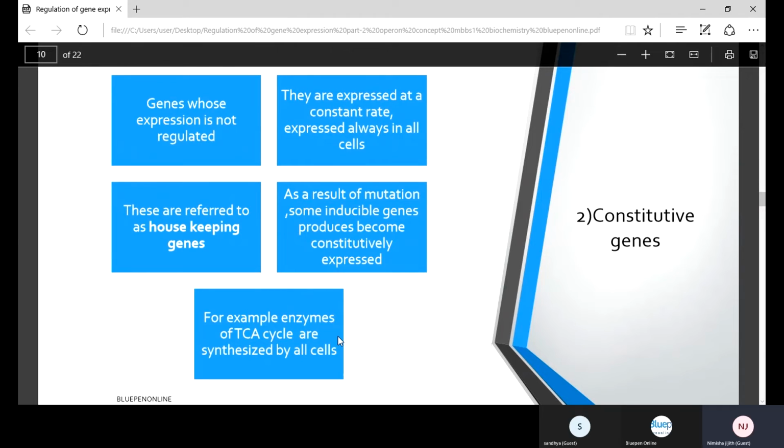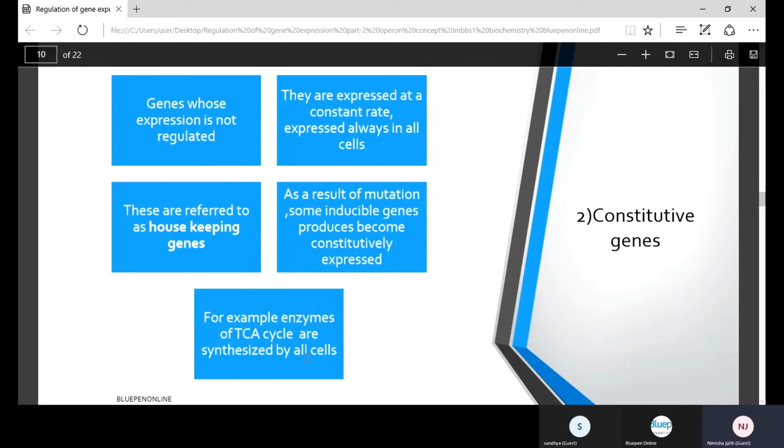are the enzymes of the TCA cycle. What is the TCA cycle? That is the final common oxidative pathway for energy purposes. So we need the TCA cycle. So the enzymes of the TCA cycle are synthesized by all cells. They are constitutive genes. Okay.